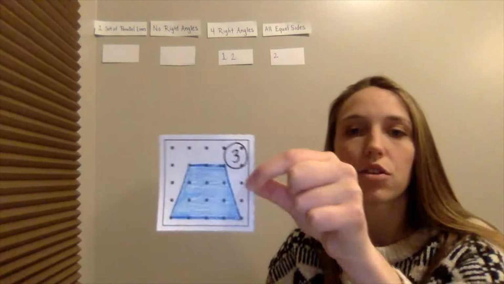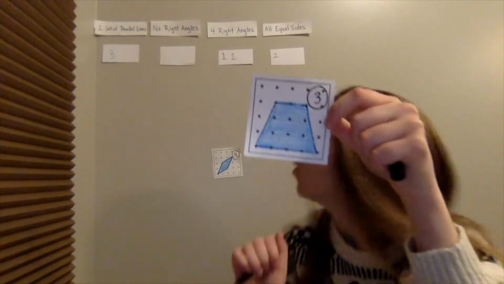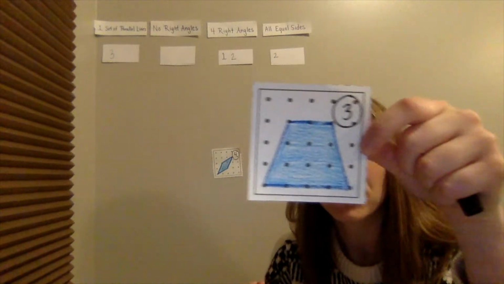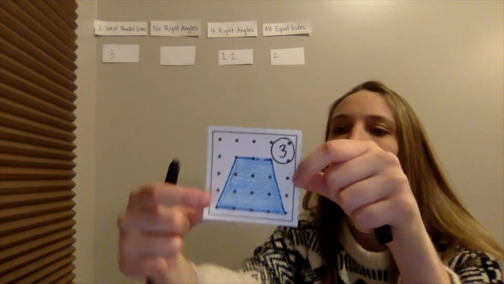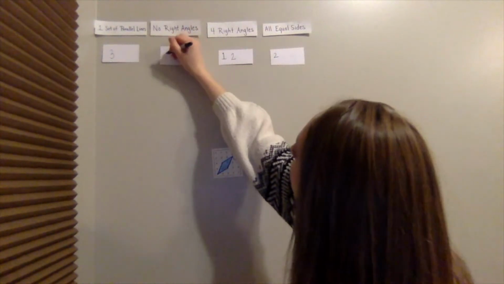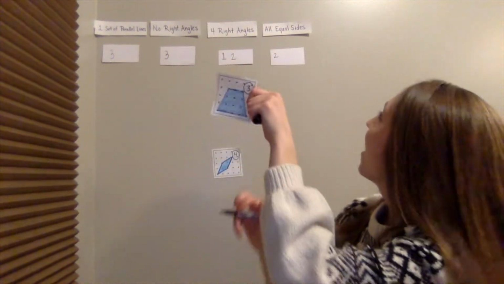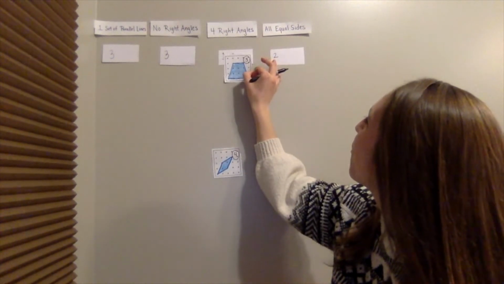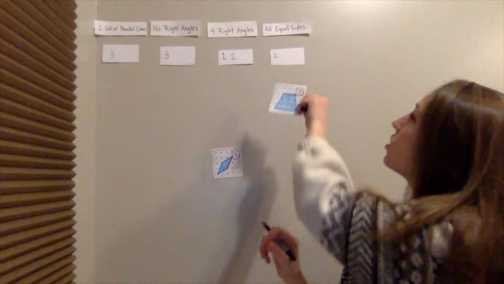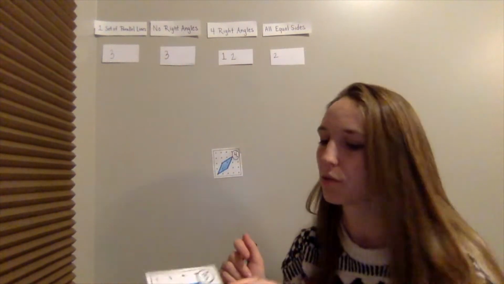These ones are not. So I'm going to write a 3 over here into 1 set of parallel lines, okay? Also, my trapezoid right here, it has no right angles because there are no perfect L-shaped angles. So it would also go in this category right here, okay? It does not have 4 right angles because we just said that it has no right angles, and it also has not all equal sides, so these are the only two categories that my trapezoid would go into.